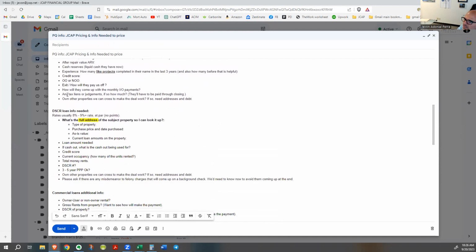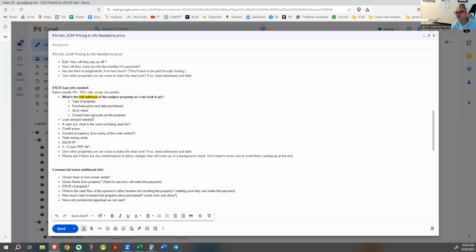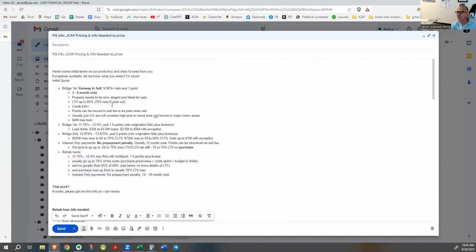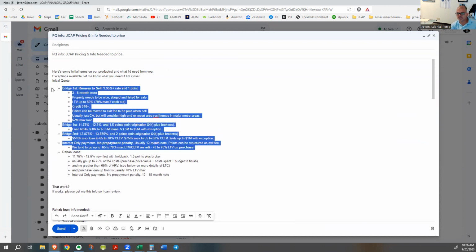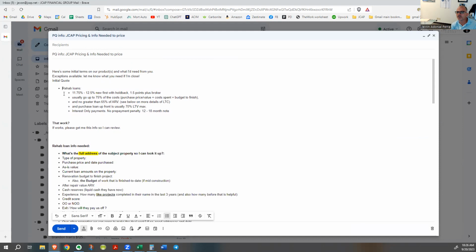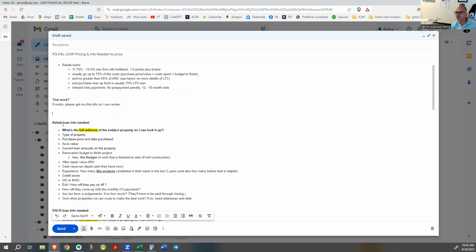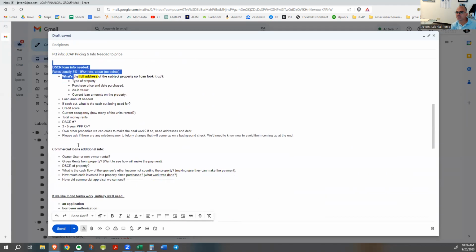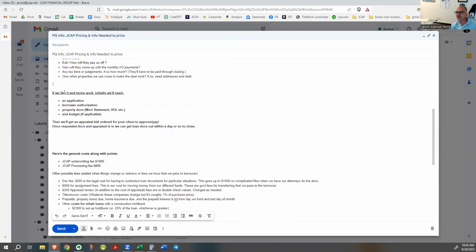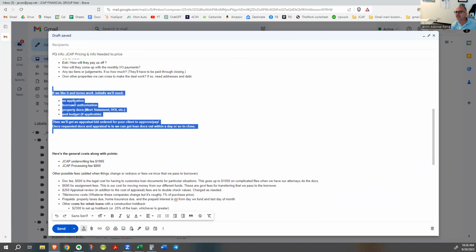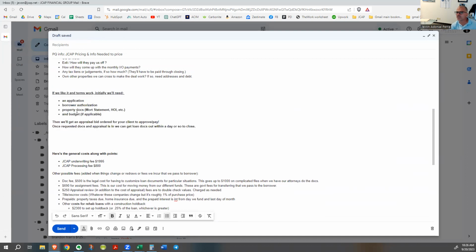So let's say it's a rehab though. What I'm going to do is I'm just going to edit out what doesn't make sense. So it's a rehab, so I'm going to delete all this stuff on the other products because it's a rehab loan. Here's the range. I'm going to keep the rehab questions. I want to get rid of the DSCR and the commercial questions. I want to keep this because it says, hey, if we like the items, we're going to need an application, borrower's authorization, property docs, mortgage statement, HOI, that's homeowners insurance, and the budget if it's applicable.